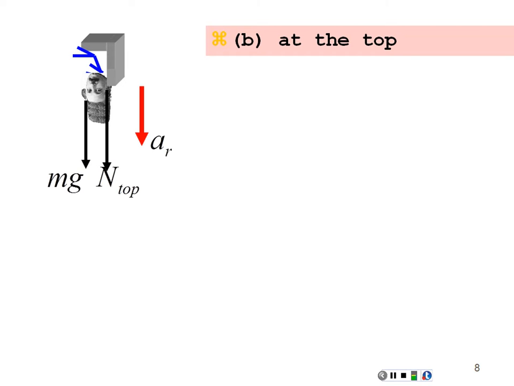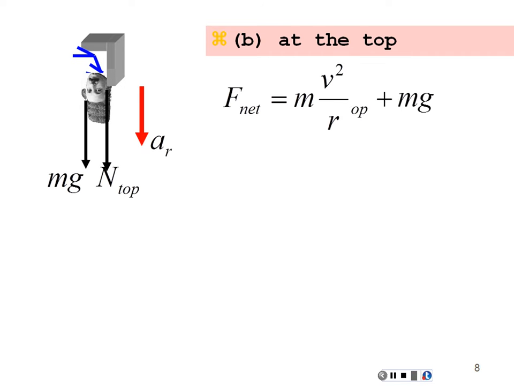We set up Newton's second law for this free body diagram, and we'd say our net force, mass times acceleration, is equal to the summation of all the forces in the direction of acceleration. And we have two positive forces, with the direction of acceleration being our positive direction.